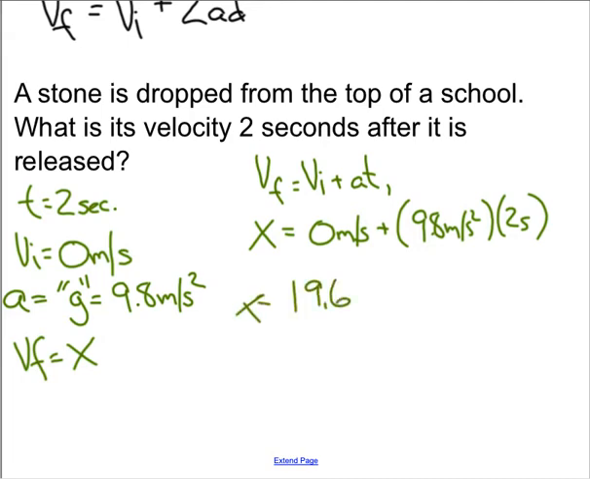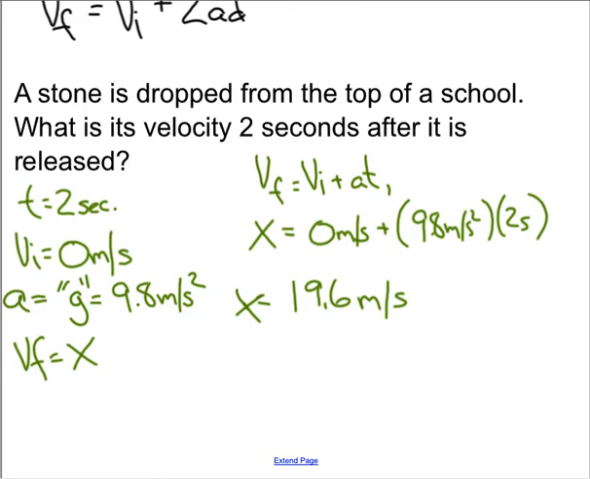19.6 is 9.8 times 2. And again, meters per second squared times seconds leaves you with meters per second, which is the typical velocity. The truth is, in the absence of air resistance, all objects that fall above Earth for 2 seconds are going to do that speed. Of course, in the real world, there's air resistance. So it's not always that simple, but this is how we start doing physics.